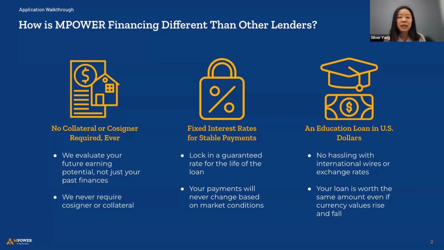The third feature is that we offer an educational loan in US dollar, which means that we disburse your loan in USD directly to your school. With an MPOWER loan, you do not need to risk arriving overseas with less US dollar or Canadian dollar than you thought you would have. All right, we can end share now.